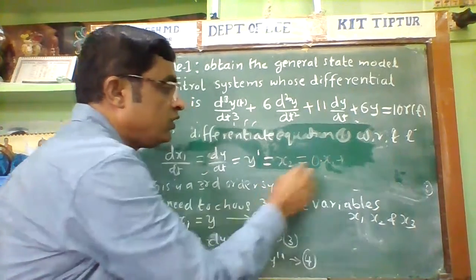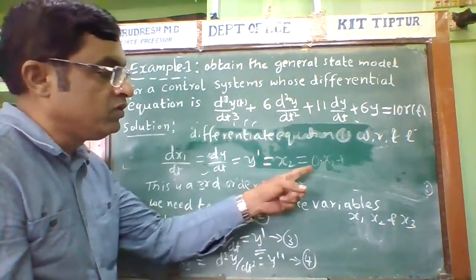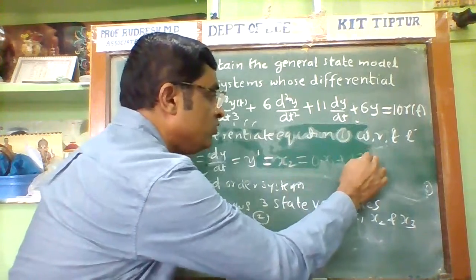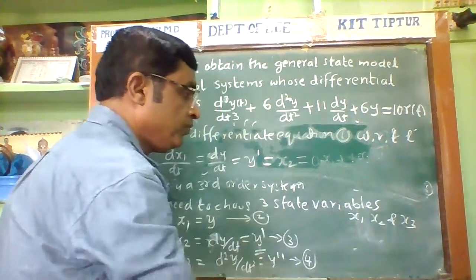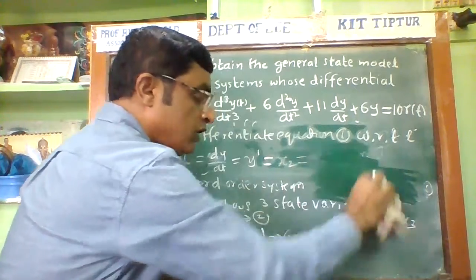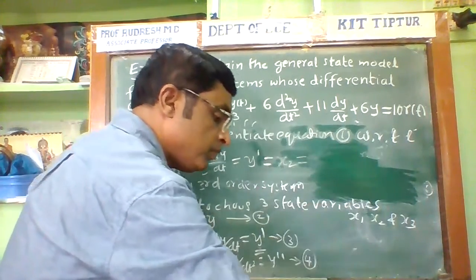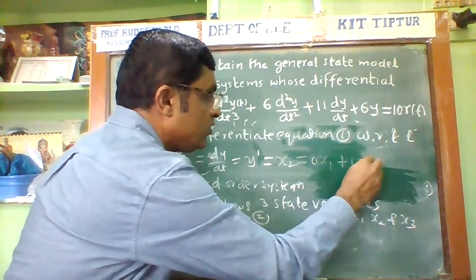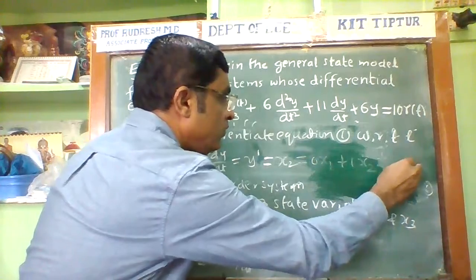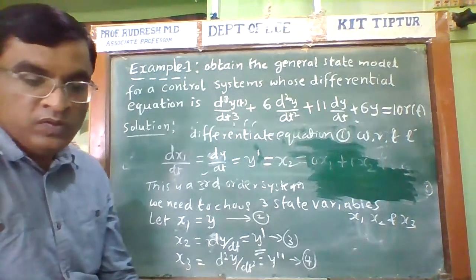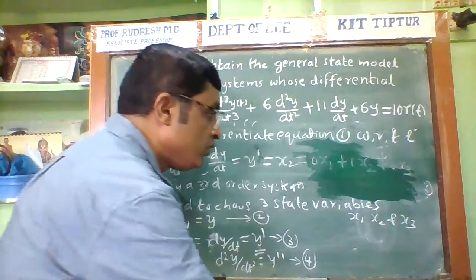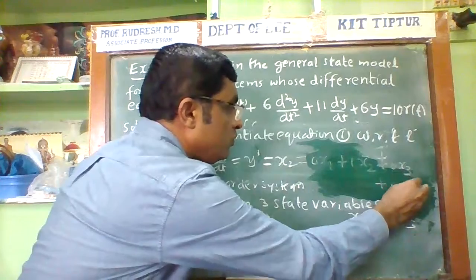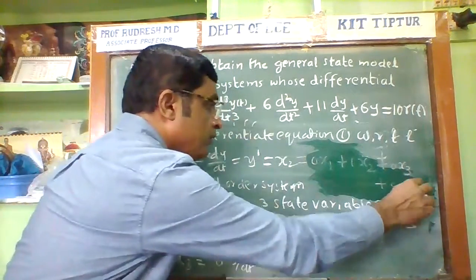Therefore, this can be written as 0 into x1. The other two state variables are absent, so I need to include those also. 0 into x1 plus 1 into x2 plus 0 into x3, plus, writing it in the form Ax plus Bu, 0 into u or u1.